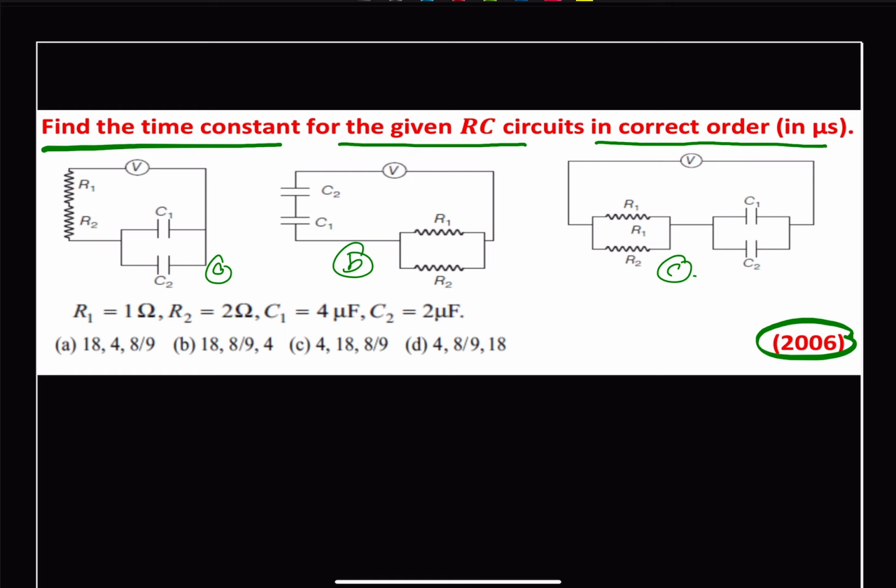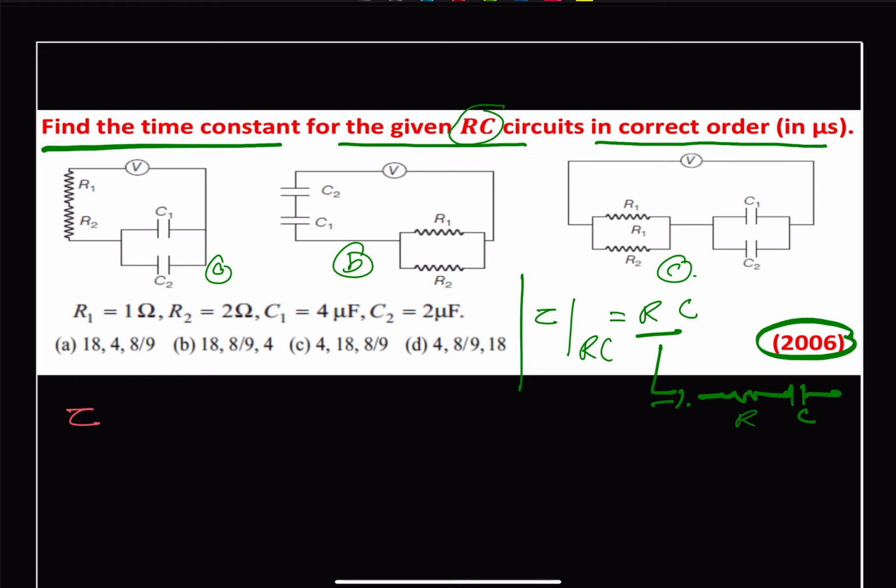It says that this is an RC circuit, and the time constant for our RC circuit is equal to R multiplied by C. And this formula is only true for one value of resistance and one value of capacitance, only for R and C, and they should be in series. In the given circuits A, B and C, we have two values of capacitors as well as two values of resistance. Therefore, we can modify this time constant formula.